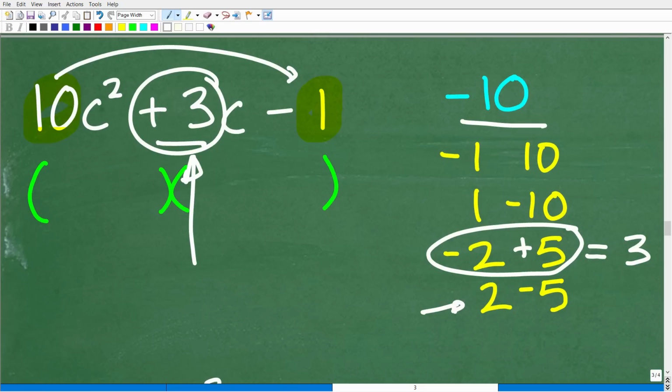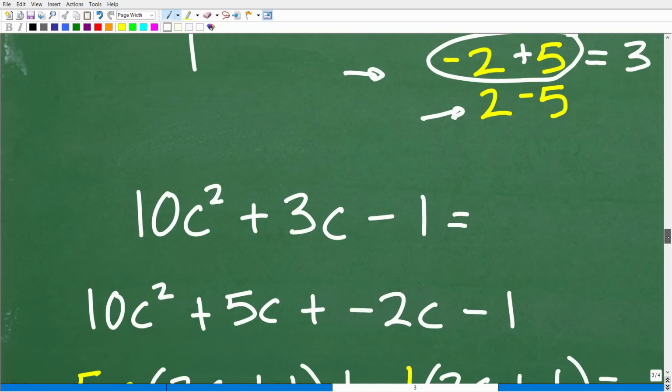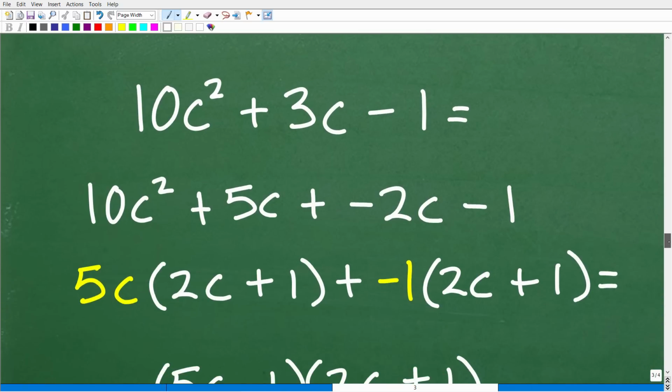Okay, so let's go ahead and rewrite 3c as a combination of negative 2c plus 5c. Okay, so let's go ahead and do that now. And remember, the order doesn't make a difference. Okay, so here is our 3c. We're going to write 3c this way. Okay, 5c plus negative 2c, that's the same thing as 3c. Now, a common question is, do we have to write the 5c here and negative 2c here, or could I write my negative 2c here and my 5c here? It doesn't make a difference. It'll work out the same in the end.